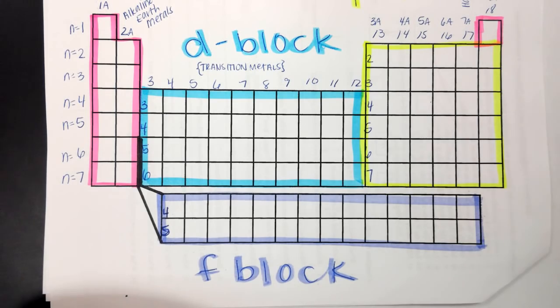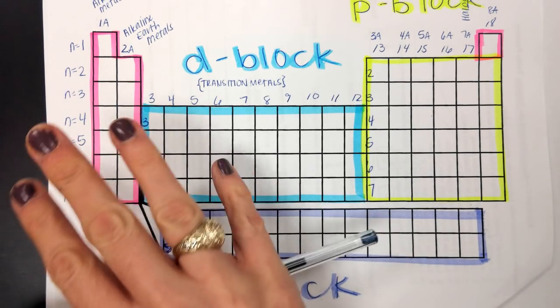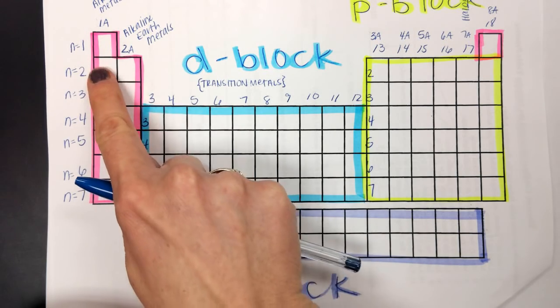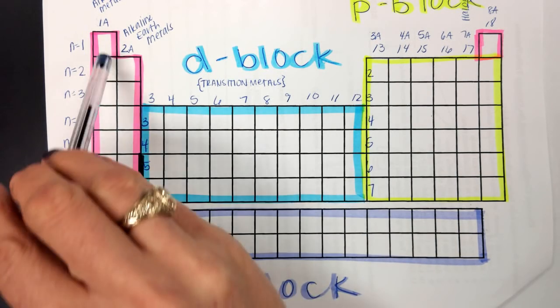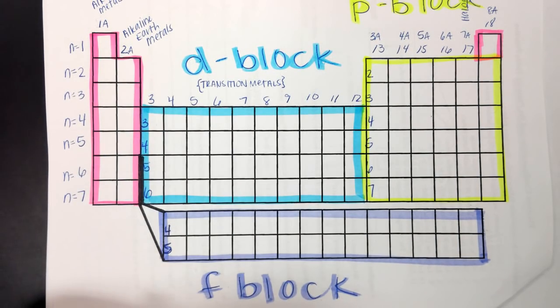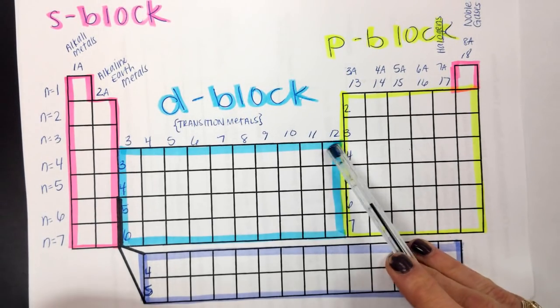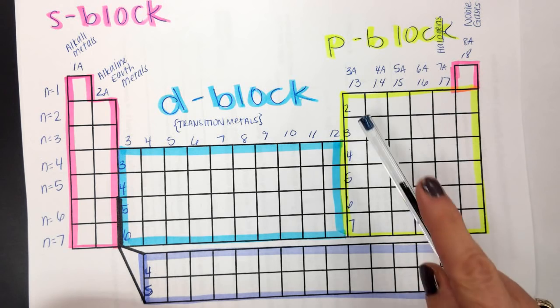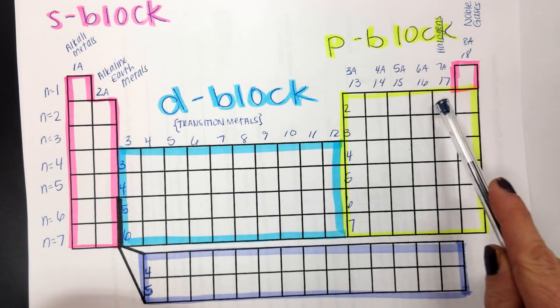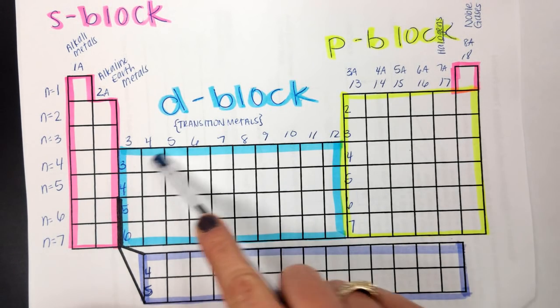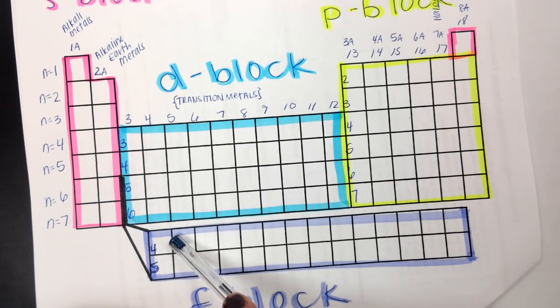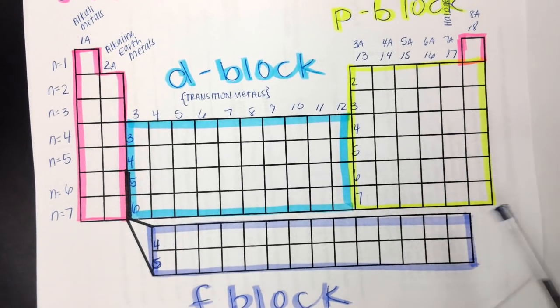And notice that your S sublevel can only have 2 electrons. Notice how many columns are in the S block: 2. The P block can only have 6 electrons because it has 3 orbitals, and notice it's 1, 2, 3, 4, 5, 6 across. D is 10, and F is, you guessed it, 14.